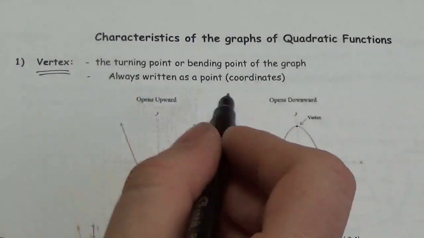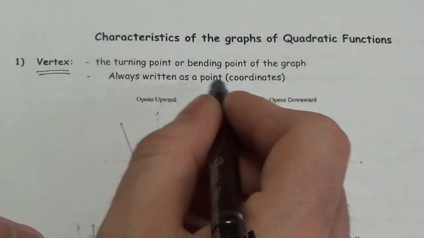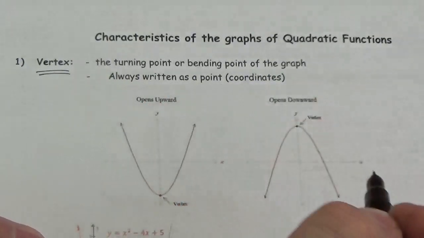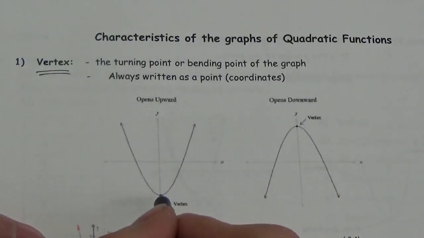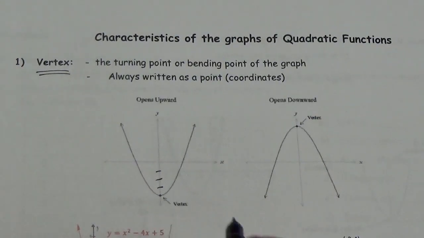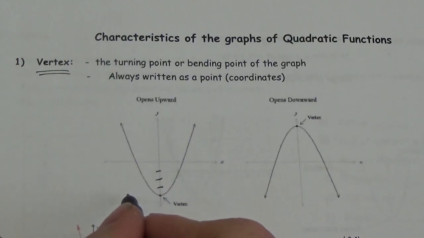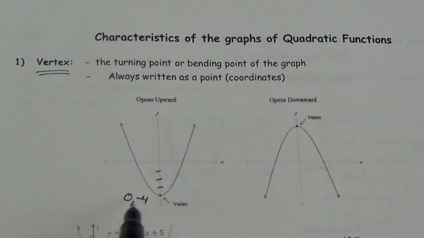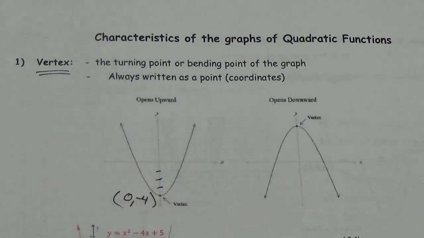And anytime that we ask you to identify a vertex, please write it as a point. Write it with coordinates. So for example, let's say the point here was 1, 2, 3, 4, where the y-coordinate is -4. You would not write it like that. That's just a list of numbers. Please, please don't do that. Please put parentheses around it to identify that it is a point.